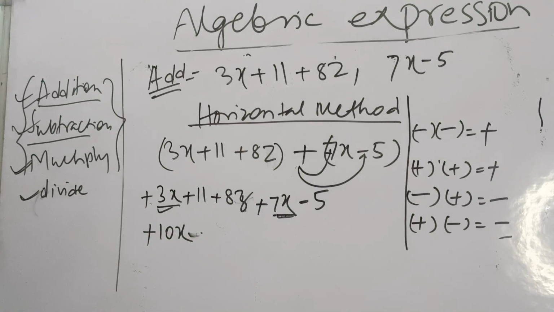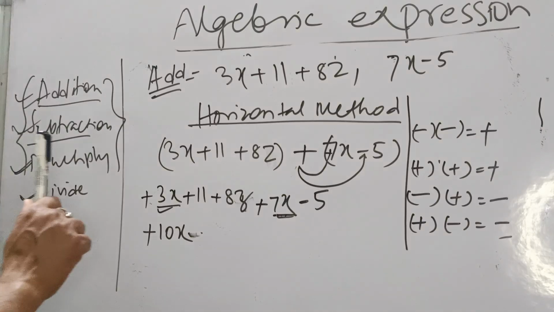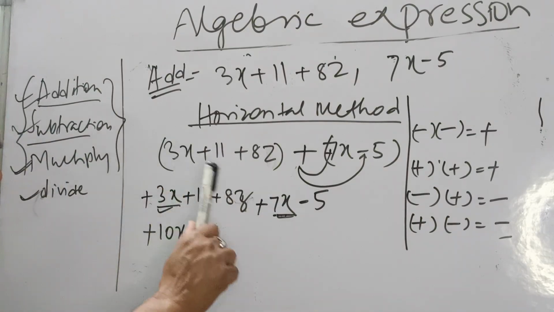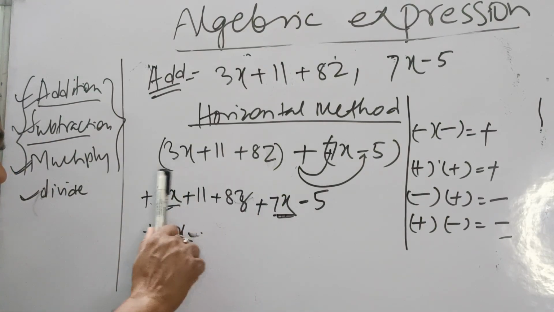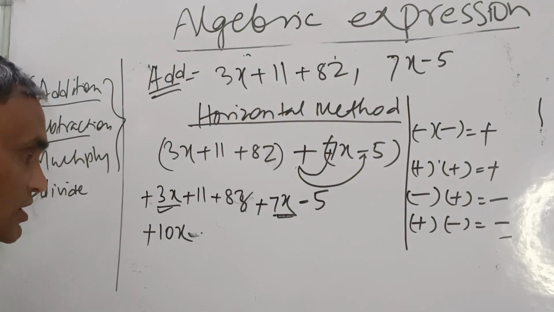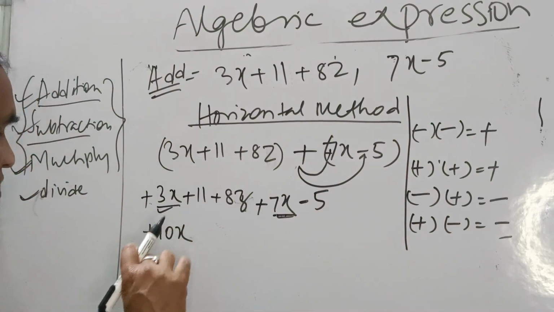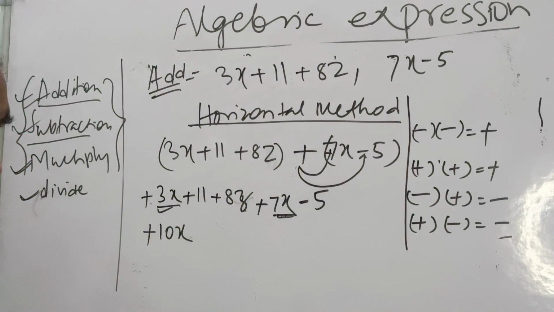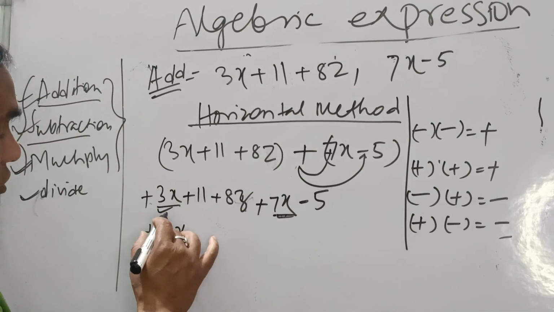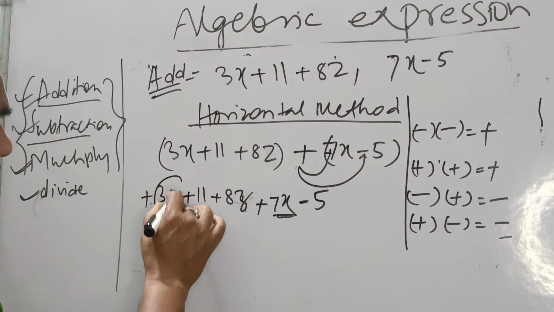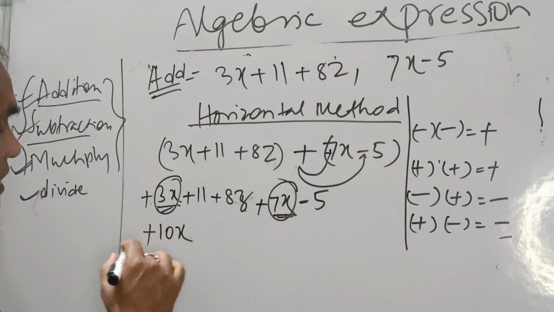Why do we write plus 10x? Because we had 3x and 7x, and 7 has the plus sign. So plus 10x. Is it clear to you? Right, gentlemen? Now again we'll go through this 11. Now the 3x part is over. This like term is over. Okay. Now we'll go for 11.